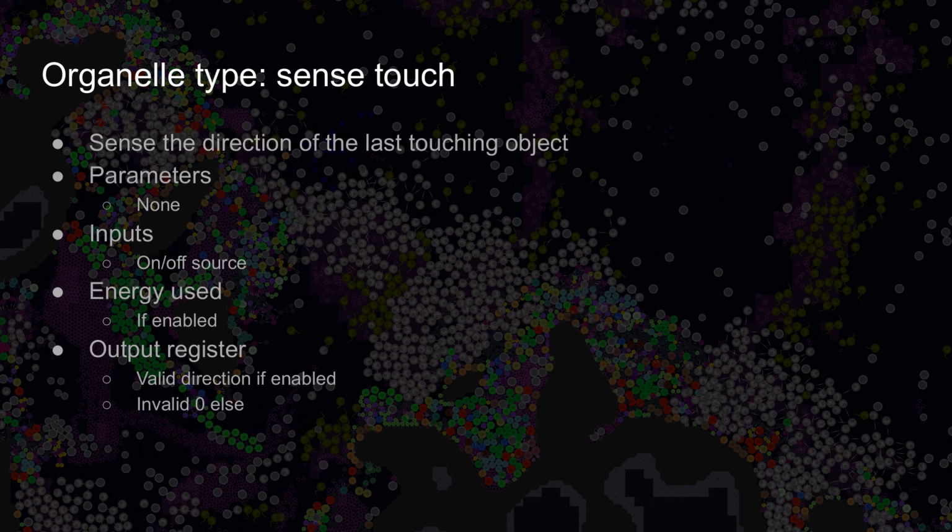The next type of organelle is sense touch. It can be enabled and takes energy when enabled. Its output is the direction of the last touching object if enabled and invalid zero else. The next is sense damage. It behaves like sense touch, except it outputs the direction of the last spike poke or siphon that happened.